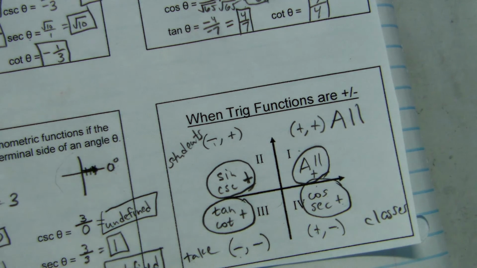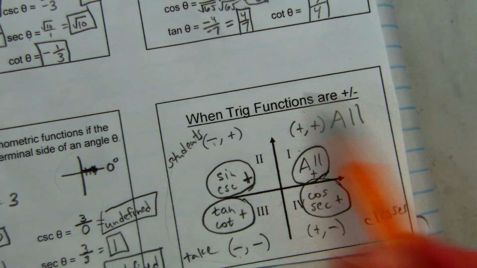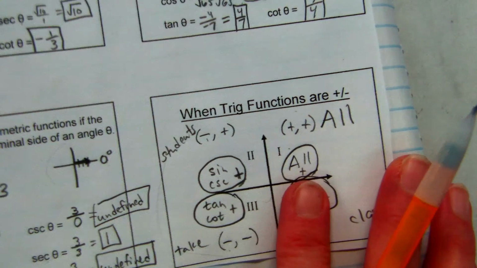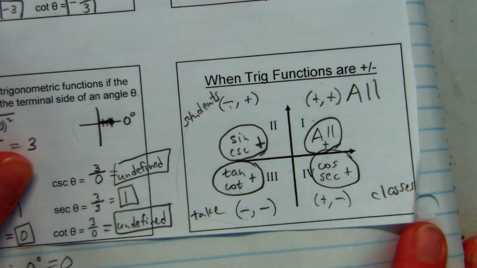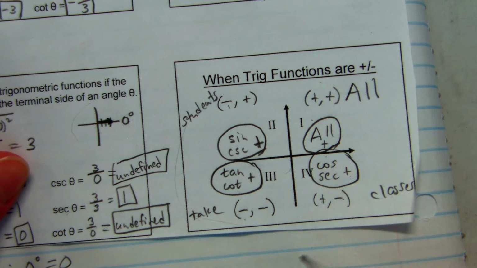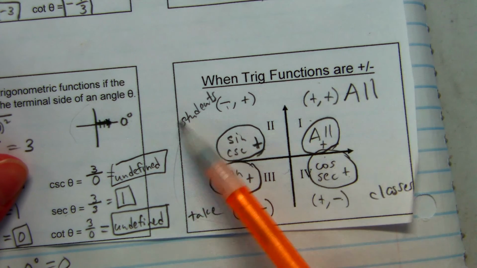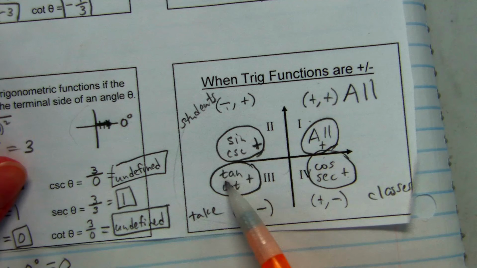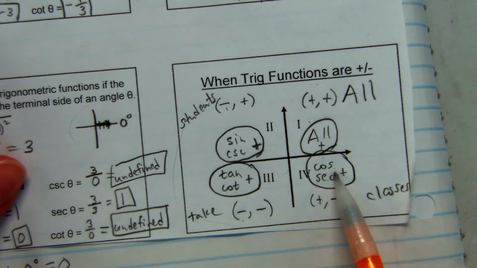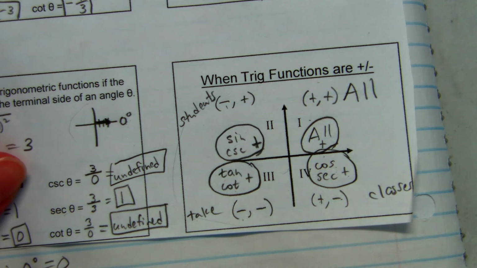Okay, it's a lot to remember. And we're going to use this to answer the really obscure question on the next page. You need that. That's negative and negative. So all students take classes. All of them are positive. Sine's positive. Tangent's positive. Cosine's positive. And then you'd have to know which ones are inverses of each other.